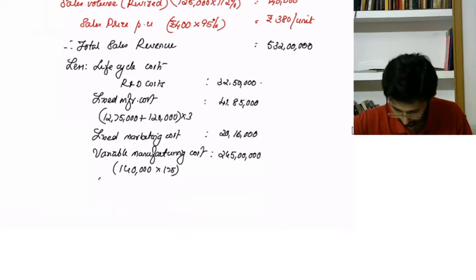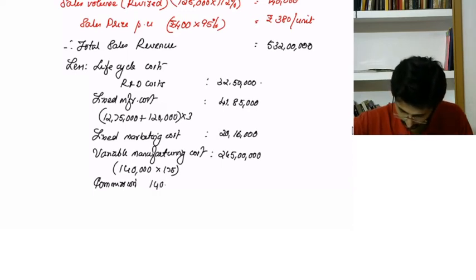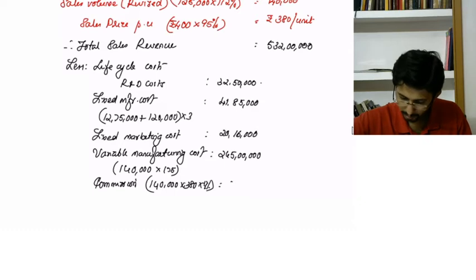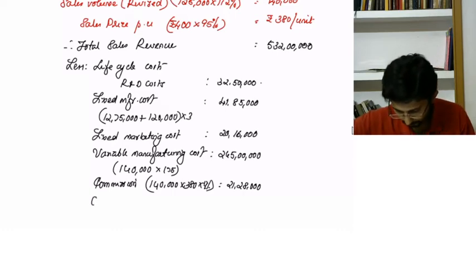Now commission. Commission is 4%. Okay, so 1,40,000, selling price has come down to 380 into 4%. How much? 1,40,000 into 380 into 4% will be 21,28,000. Okay, now other variable marketing cost.